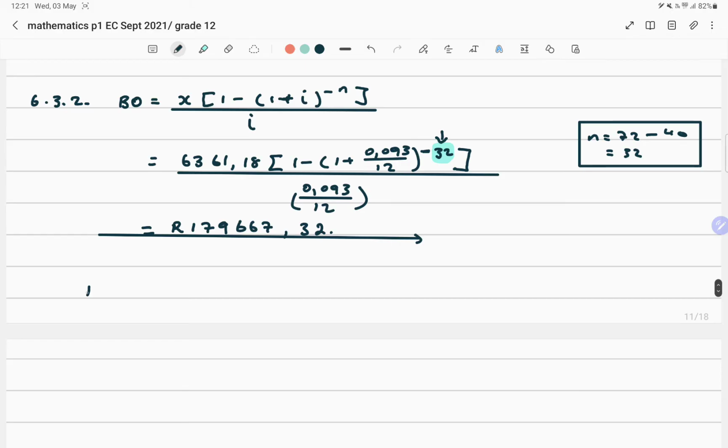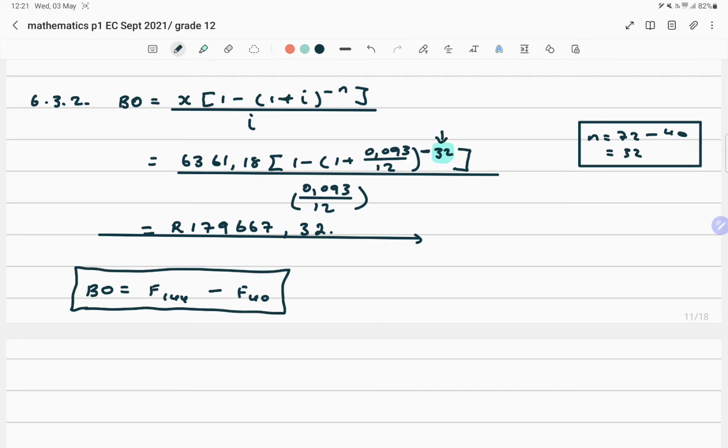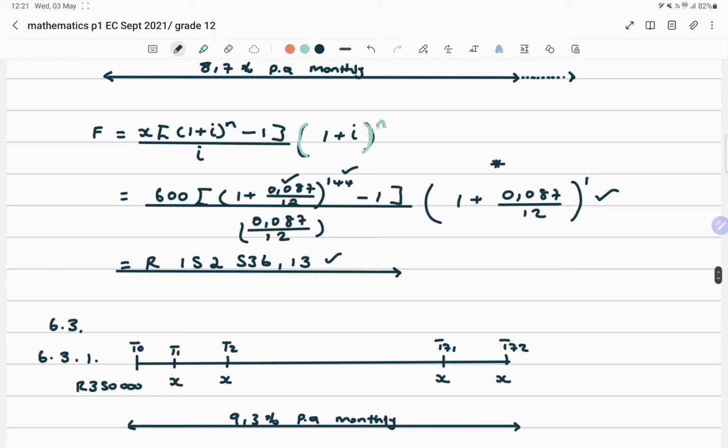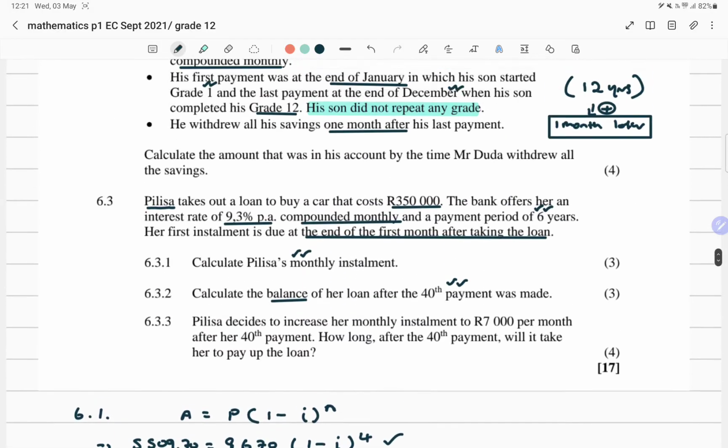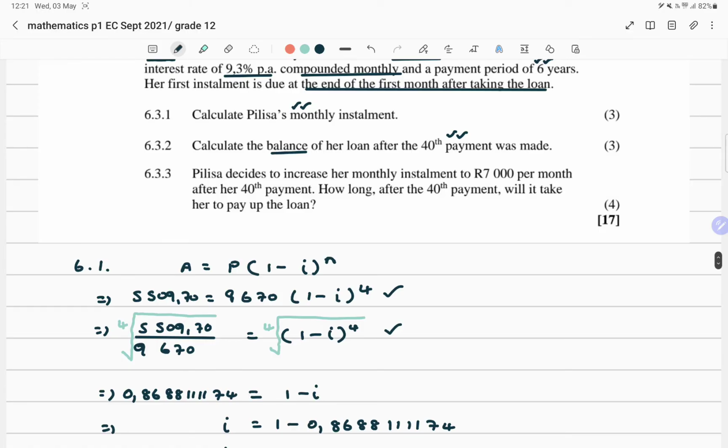So now what you can do, balance outstanding is going to be the future value of the 144 terms minus the future value of the 40 terms paid. It will give you the balance outstanding. I'll just modify it, because I can. Sometimes it's nice when you can do things just the way you like it. Let's move on, guys. For me, I always try to make sense of even a senseless situation. Okay, guys, let's move on.